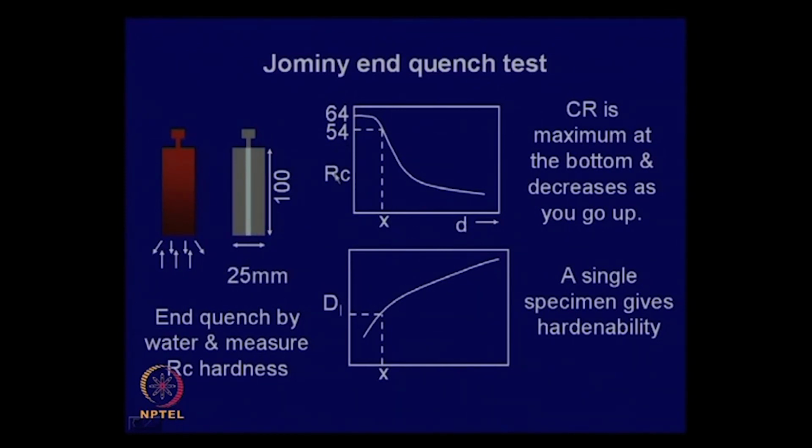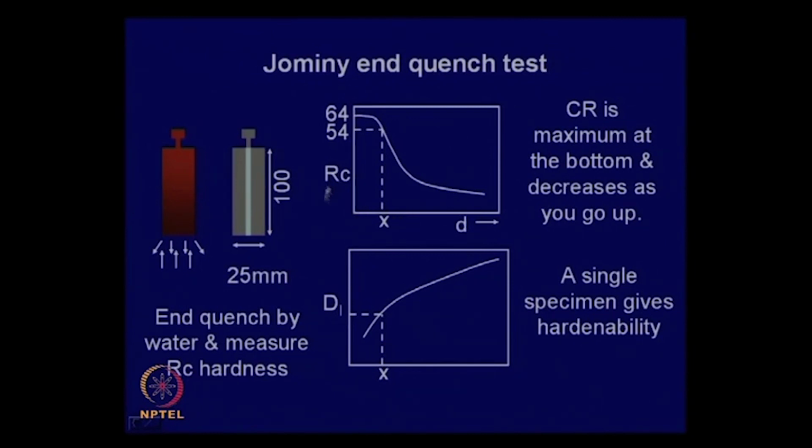you make a plot of hardness against the distance from this bottom end, and if you plot you get a hardness profile something like this, and then say this is the maximum hardness that you will get near the surface where you have the maximum cooling rate, and somewhere down below you find out where the hardness corresponds to 50% martensite, 50% pearlite, say 54, and then you say that this is my depth of hardness.